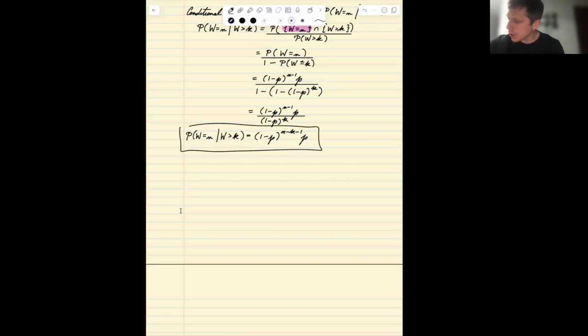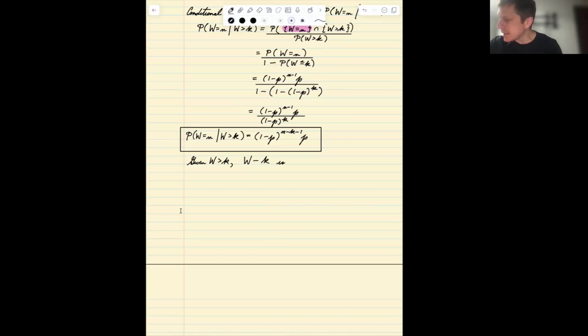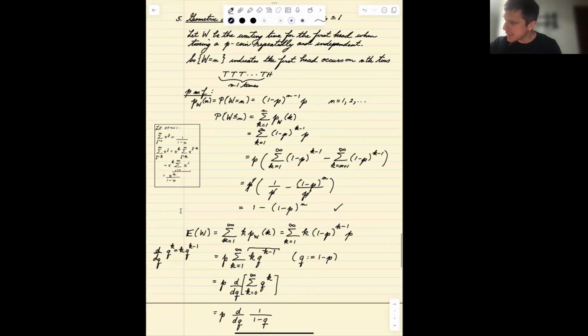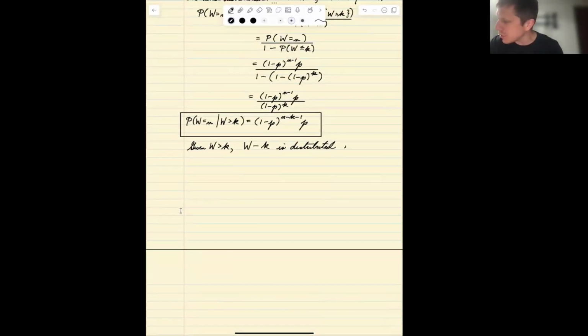This should look familiar because it actually is the probability mass function. So given that W is already bigger than K, how much additional time do we have to wait? If I take the additional amount of time I have to wait, which is W minus the time I've already waited, this has the same distribution. It looks exactly the same. This extra waiting time is distributed as a geometric p random variable.